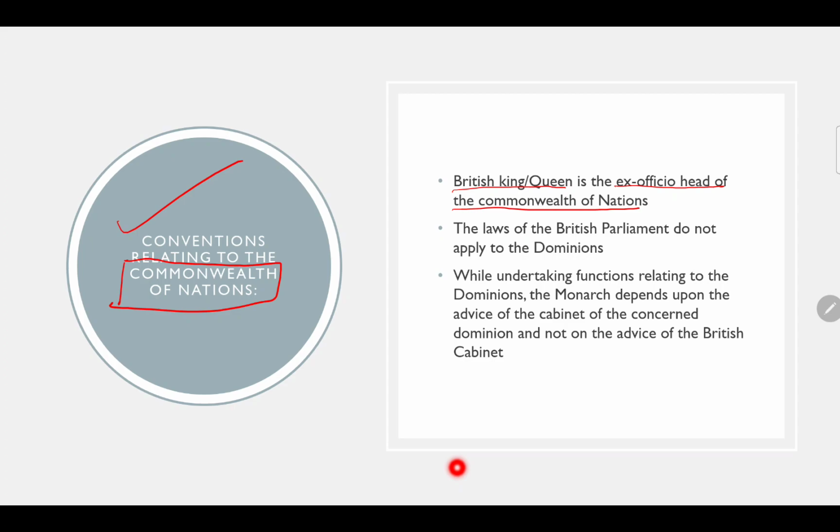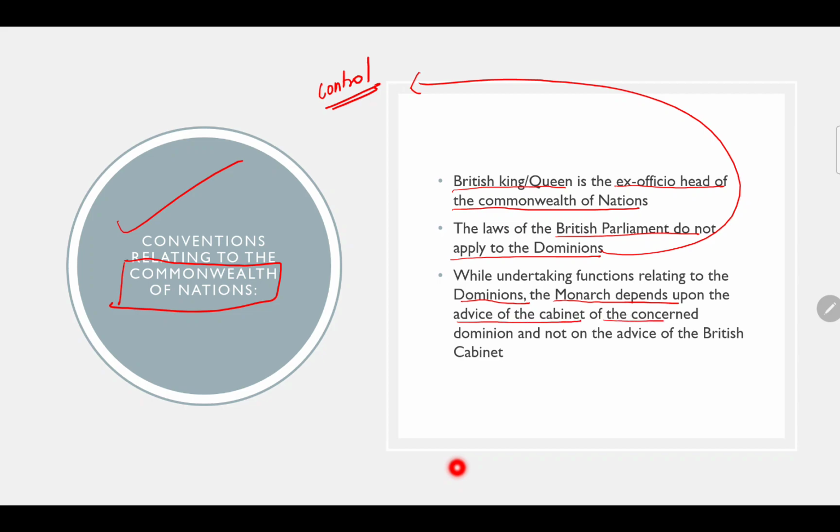The laws of the British Parliament do not apply to the dominion. So what do we mean by dominion? Dominion means a sovereignty or a control, to establish complete dominion over things. They do not have any complete dominion. While undertaking functions relating to the dominion, the monarch depends upon the advice of the cabinet of the concerned dominion, and not on the advice of the British cabinet. The monarch acts on the advice of the concerned dominion's cabinet, but does not act on the advice of the British Parliament.